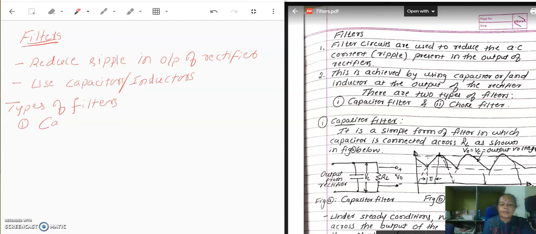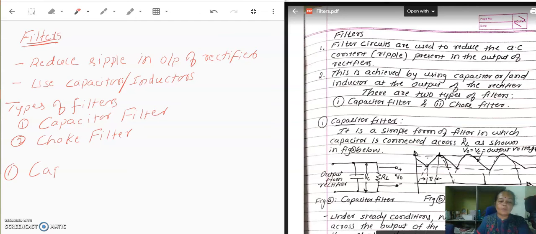One is the capacitor filter. The other one is the inductor filter. An inductor is also referred to as a choke, so the second type of filter is referred to as the choke filter. The first one, the capacitor filter, we shall see in more detail.